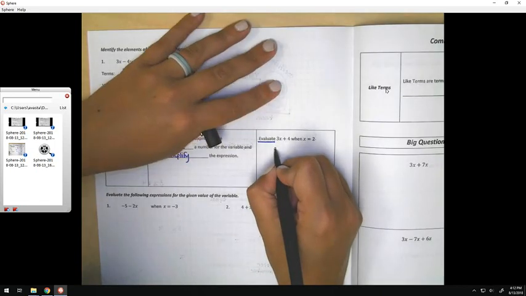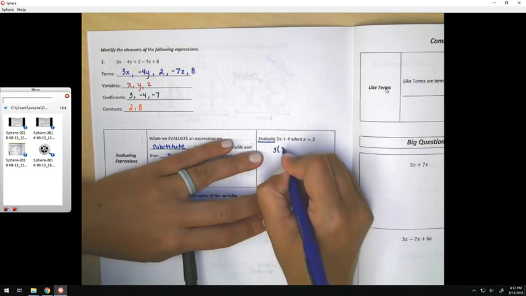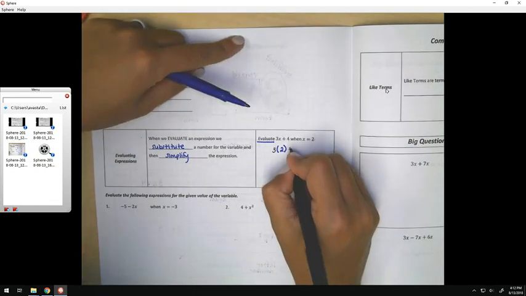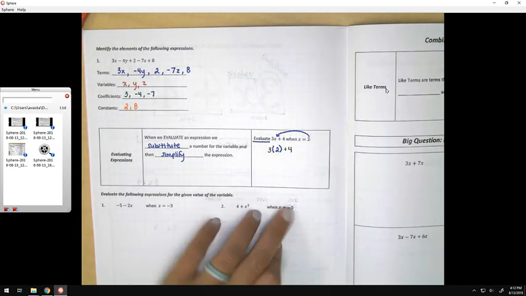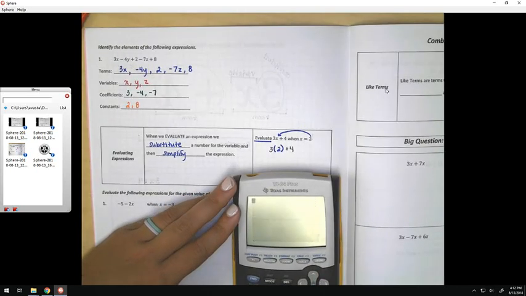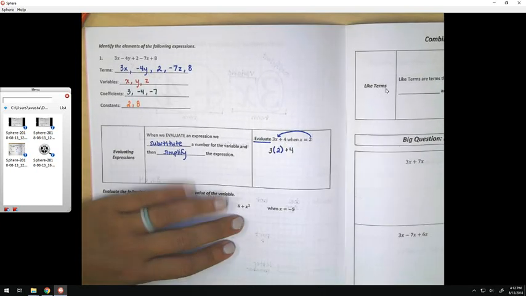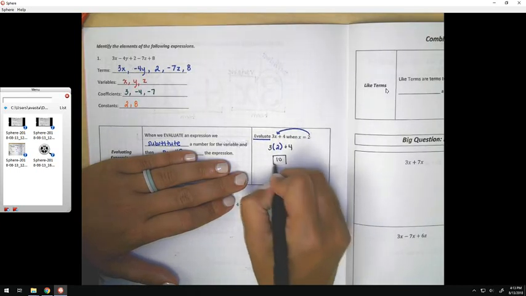So what I would do here is I would copy this expression. So I would copy the 3, and then instead of the x, I would replace that with a 2. And then I would copy the plus 4. So all I did was take this 2 and plug it in instead of the x. Now on my calculator, I would type in 3 parentheses 2 plus 4, and I would get 10. So my final answer here would be 10 because that's what I got when I substituted and then simplified.